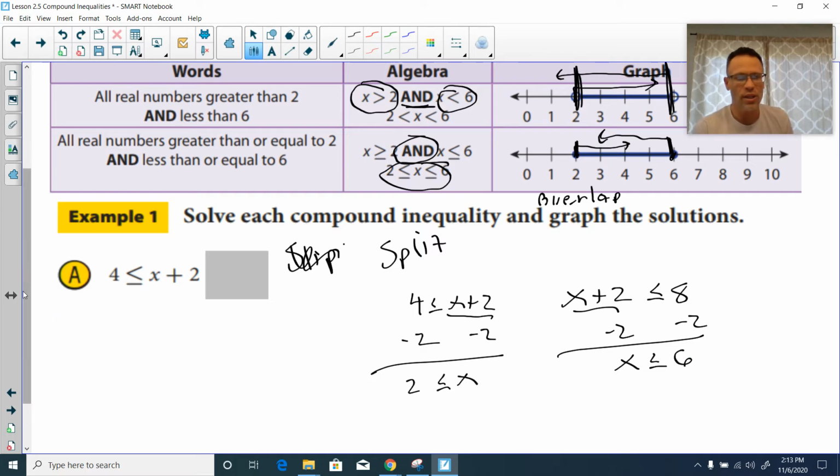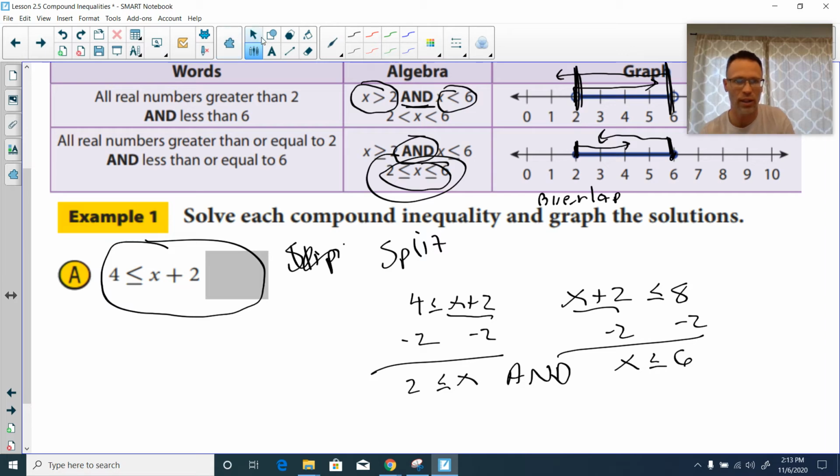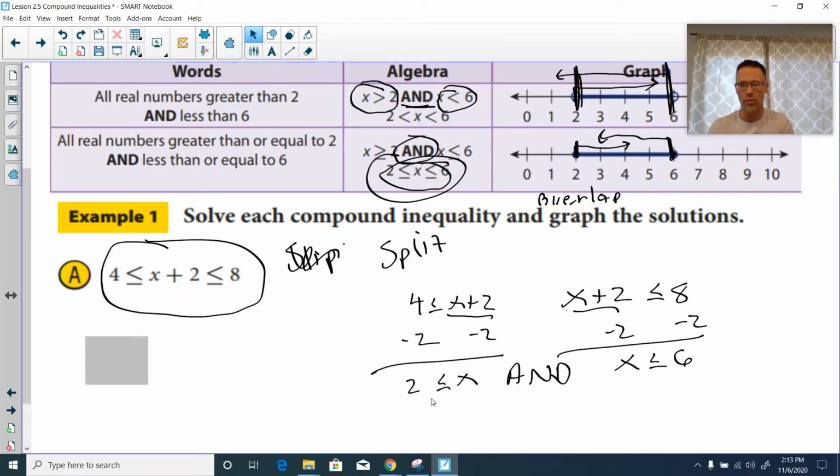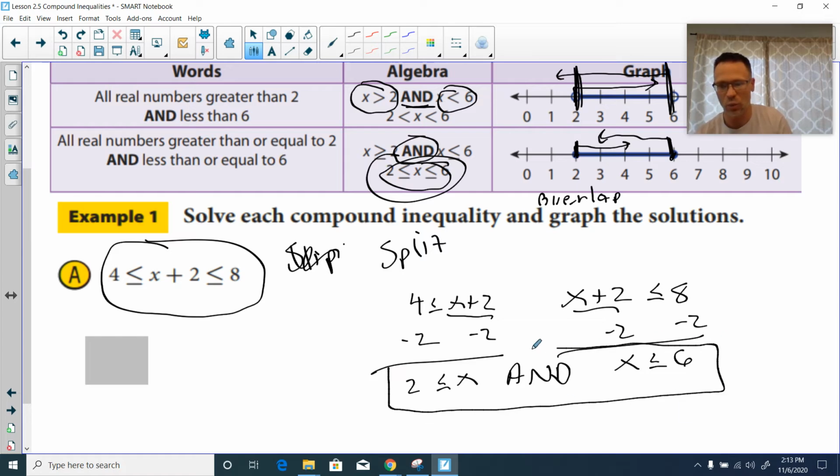Okay, so now I have basically the same inequality that I had up above, okay? And I have to now join these with the word "and." And I knew it was "and" because I recognized how the inequality was formed from before, okay? So this is my final answer. What are the numbers that satisfy this inequality? Well, they are values of x that are less than or equal to 6, but at the same time greater than or equal to 2.